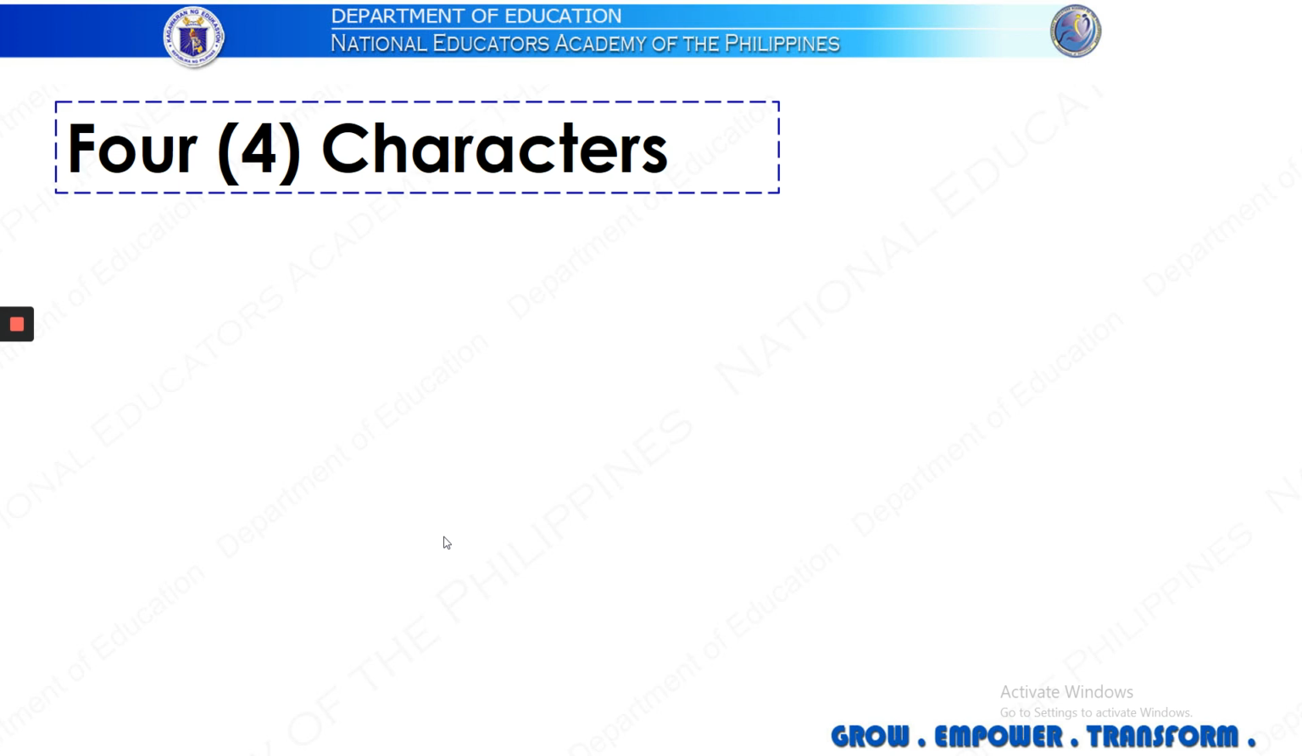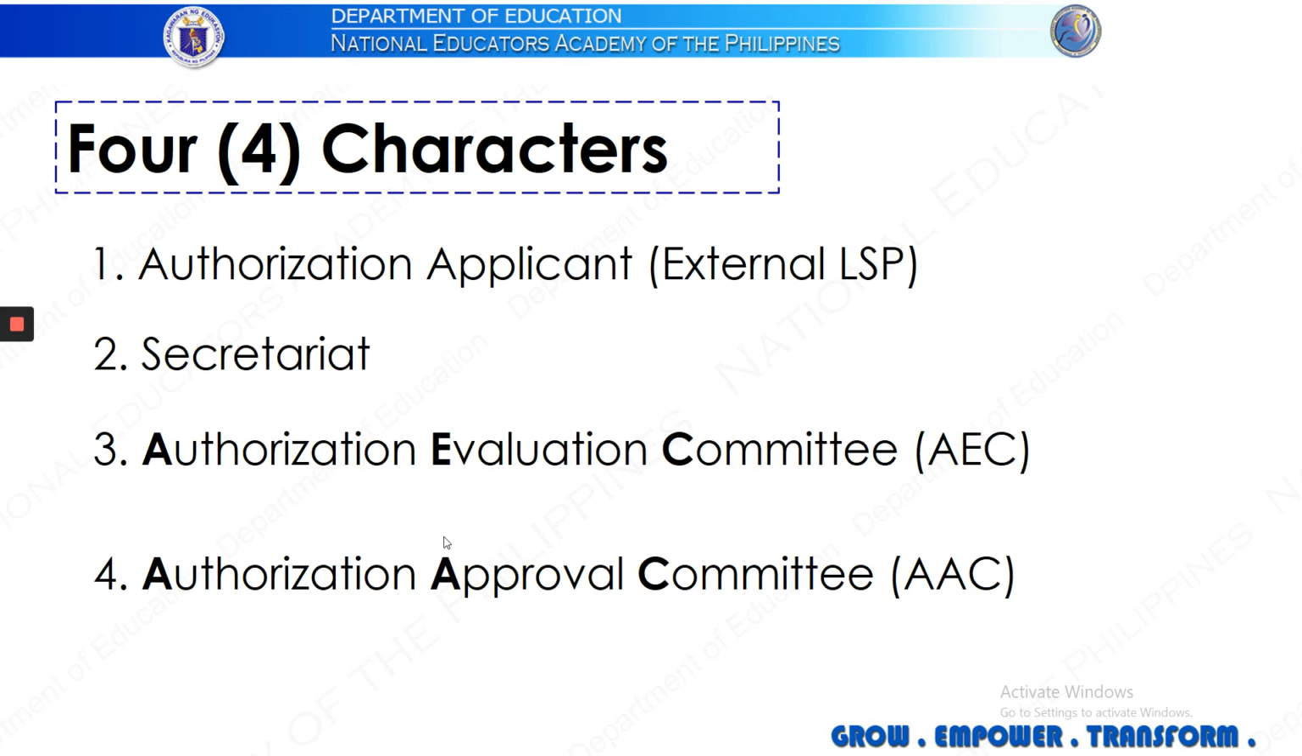So in order for us to understand the authorization procedures and for us to remember easily the subcommittees, I will introduce four characters slash subcommittees, except number one. So number one is not part of the subcommittee of the authorization committee. So just introducing the characters will help us to understand the flow chart later on.